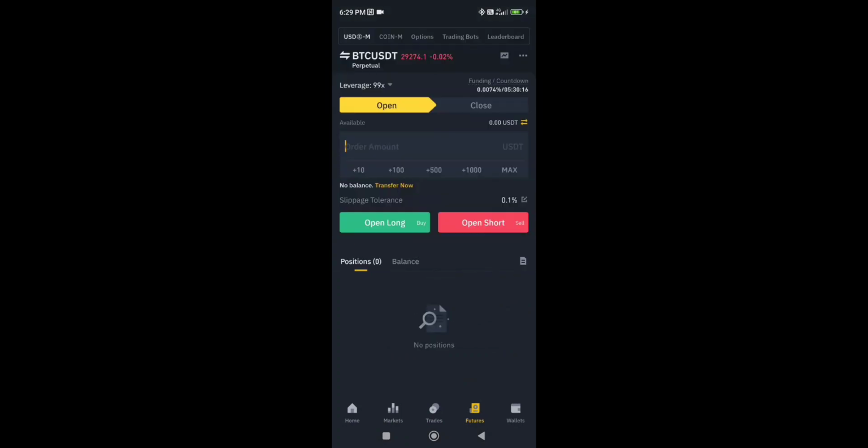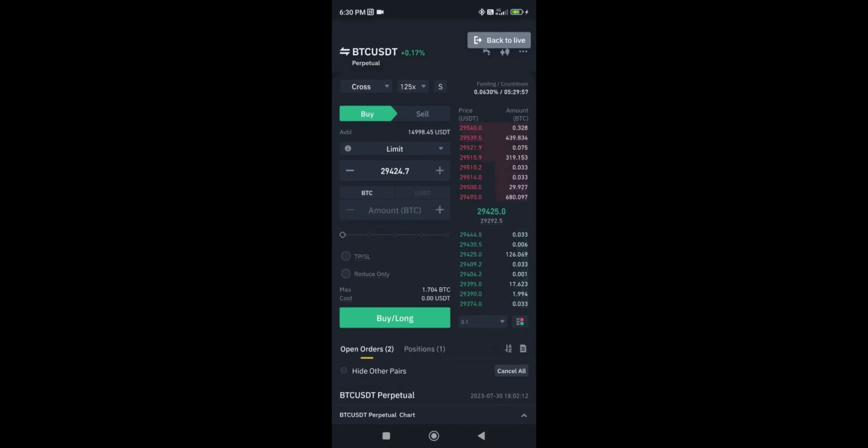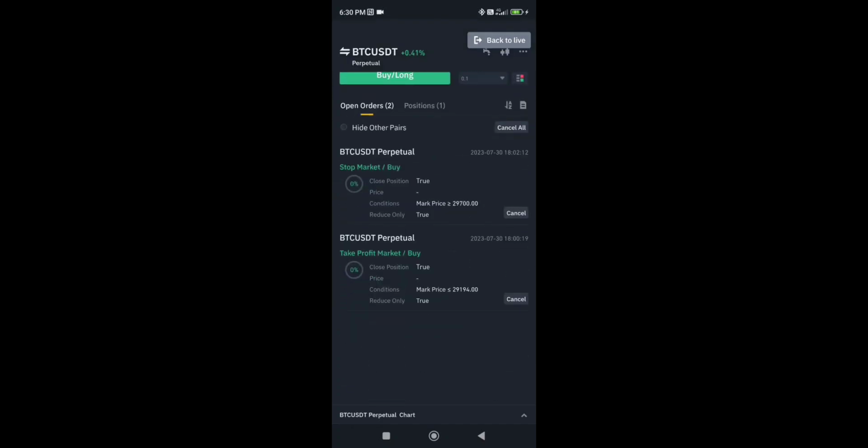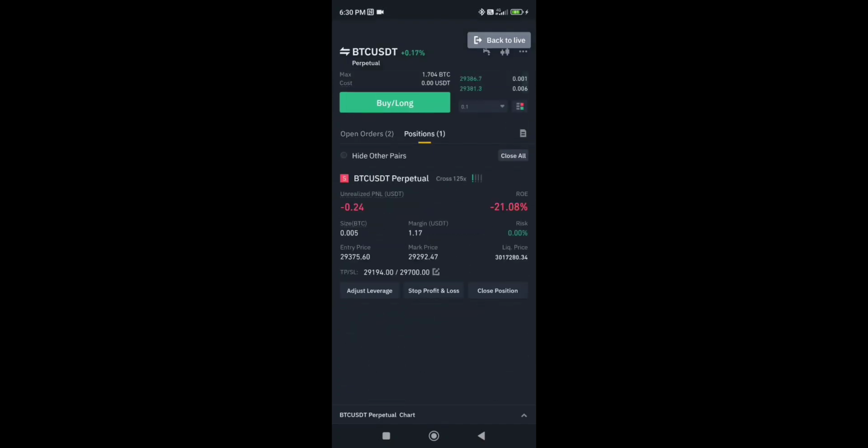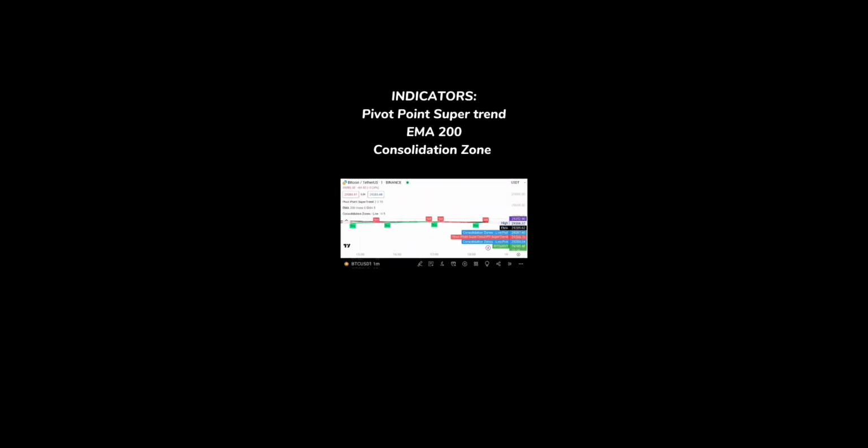But since we also have the Pivot Point SuperTrend, and then with the use of EMA 200, if the trend of the pivot point is below the 200 EMA, it means the trade is in a bearish position, and if the Pivot Point SuperTrend is above the 200 EMA, it means that the trend is going to a bullish position.